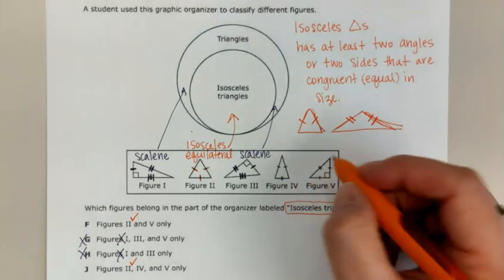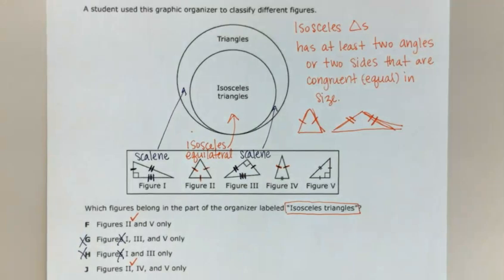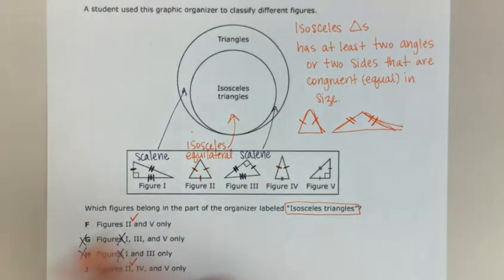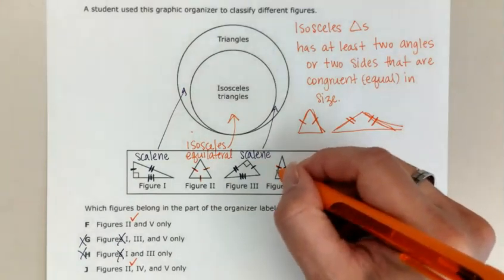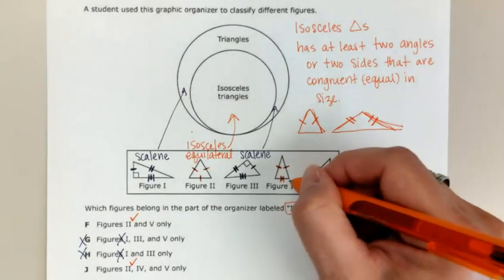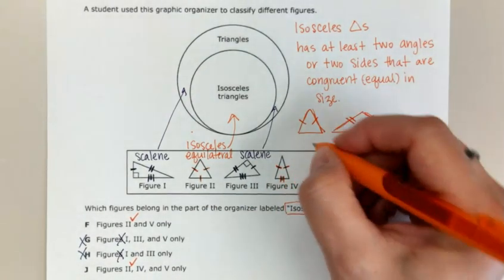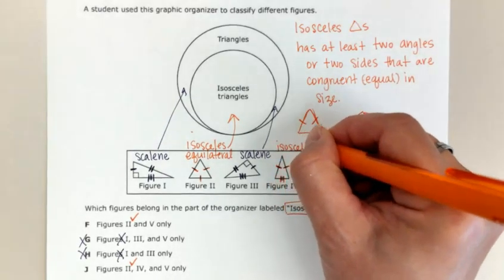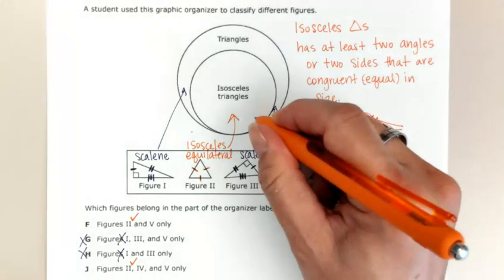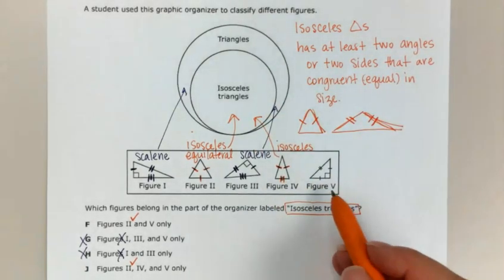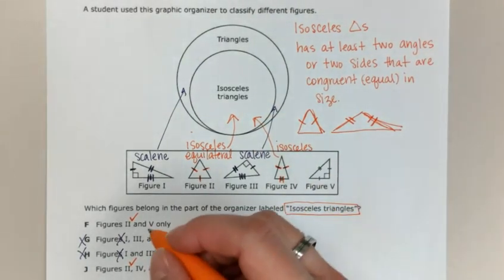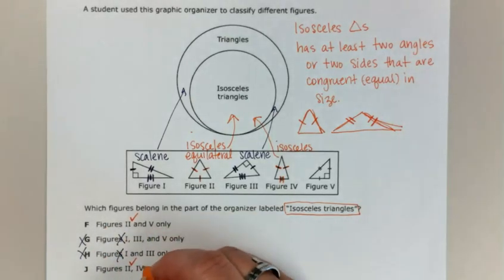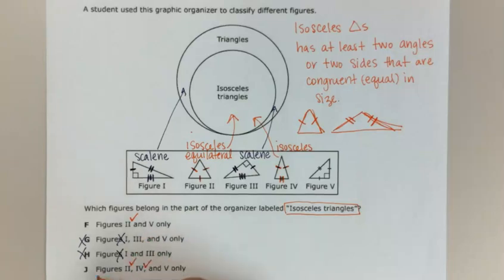So just by looking at figure 4, I can see that the dashes on these 2 sides are the same. That means that these 2 sides are going to be equivalent or congruent to each other. This bottom one has 2 dashes, and that's fine. I needed at least 2. So this is an isosceles triangle, and it would fall within this part of my graphic organizer. So I know that figure 4 is an isosceles. Answer F does not have figure 4, but answer J does. So let's keep going and make sure that we're on the right track. I'm thinking right now J is my answer, but let's finish it off.